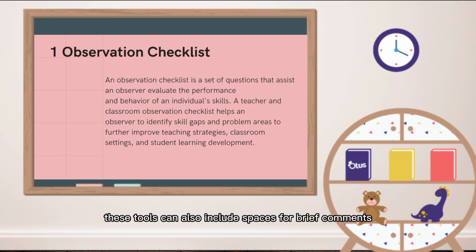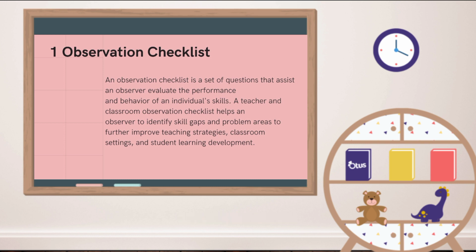These tools can also include spaces for brief comments, which provide additional information not captured in the checklist. Before using the observation checklist, you should explain to the students what information will be gathered and how it will be used. And the checklist should be dated to provide a record of observations over a period of time.